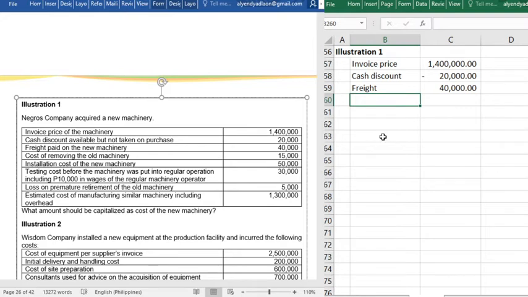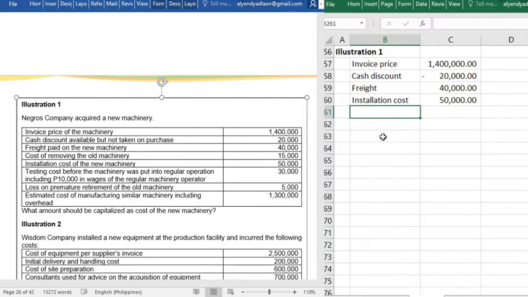Next, cost of removing the old machinery. Now take note class that the cost of removing the old machinery is treated as an outright expense. Why? Because it is related to the old machinery and not to the new machinery. Next, installation cost of the new machinery. So it is related to the new machinery, and so therefore we have to add 50,000 pesos.